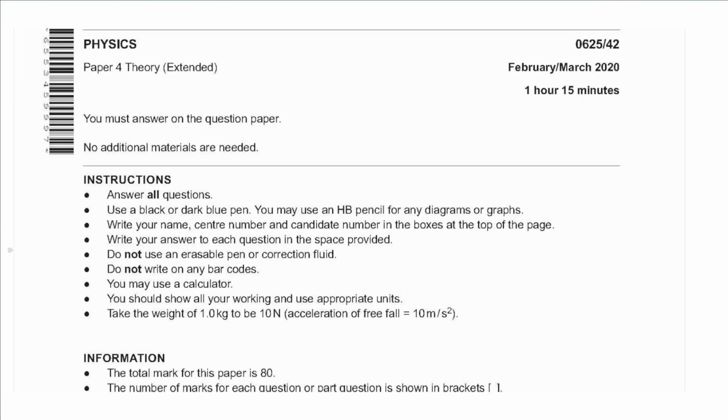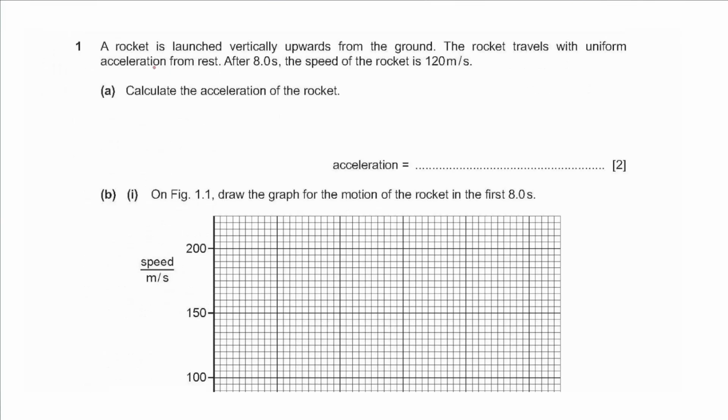In this video I will be solving the paper 4 exam for February-March 2020 variant 2. So let's get started. Question 1 says a rocket is launched vertically upwards from the ground. The rocket travels in uniform acceleration from rest. After 8 seconds, the speed of the rocket is 120 meters per second. A says calculate the acceleration of the rocket.